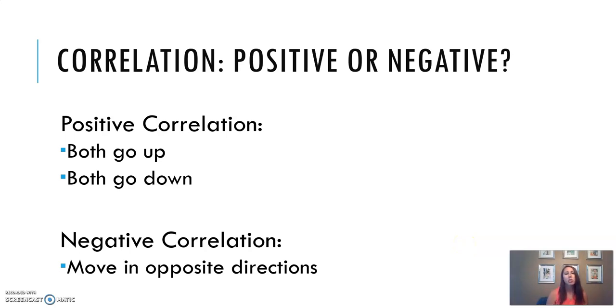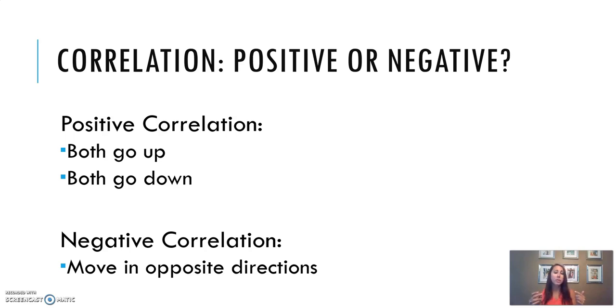So when we're talking about correlations, there are two different options. We can have a positive correlation or we can have a negative correlation. If we have a positive correlation, what we mean is that both of the variables that we're looking at are moving in the same direction. So they're either both going up or they're both going down. So if we say the amount of exercise you do is positively correlated to the quality of sleep that you're getting, it means they're both going up. Higher exercise, higher sleep quality.